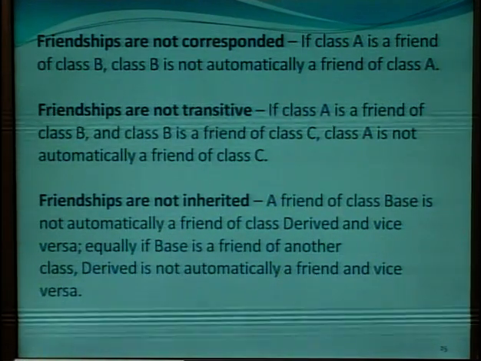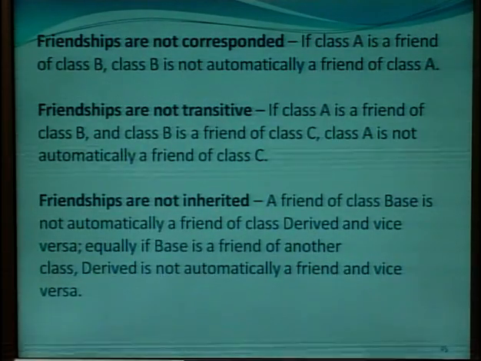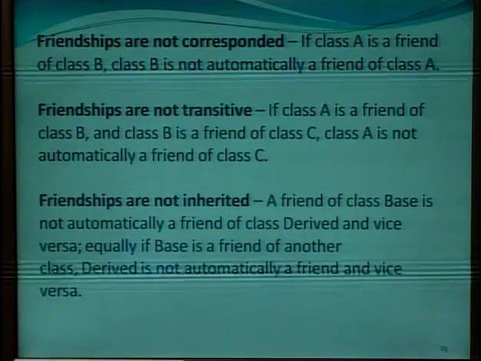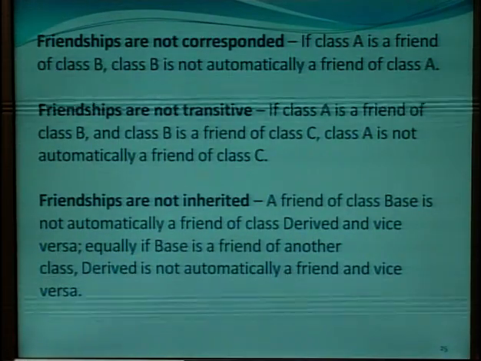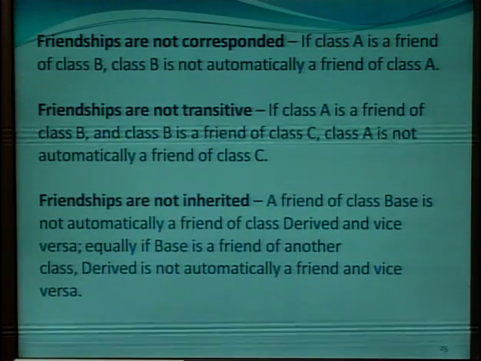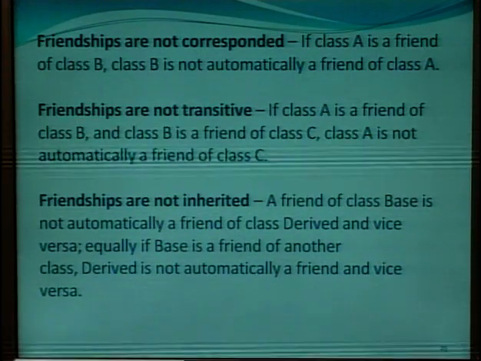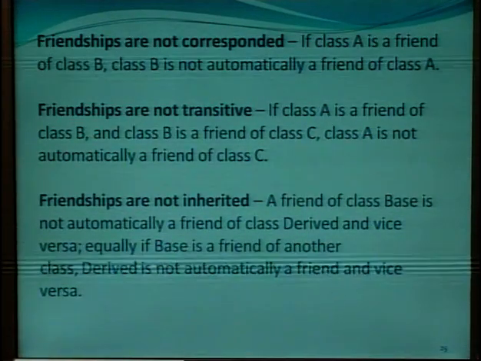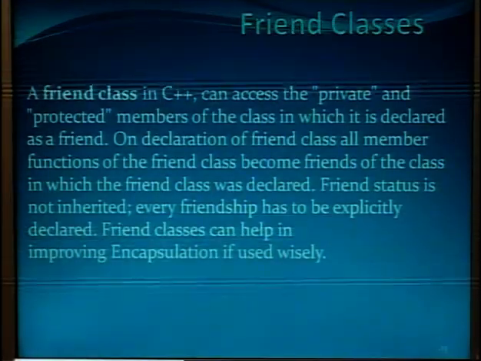So, these are very important. Friendship is not reciprocal, friendship is not transitive, friendship is not inherited. These are the examples we have given, taking class A, class B, class C. This is a very important aspect of friendship and friend classes.